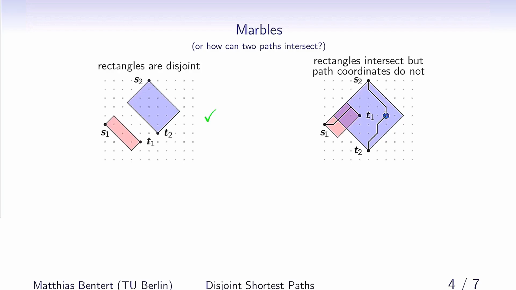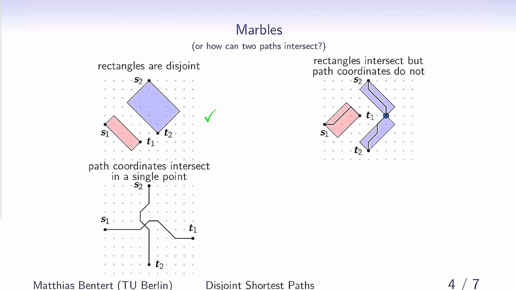Now the problem again becomes easier, because if we know that we need to visit this vertex, then we can have the same idea of these rectangles to show that the important parts for S2 and T2 lie in these two blue regions plus this one vertex. And in the end, we of course just iterate over all possibilities of this blue marble. A third case is that the path coordinates intersect, but just in a single point.